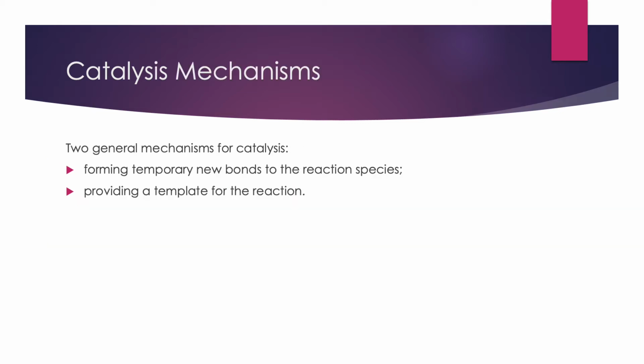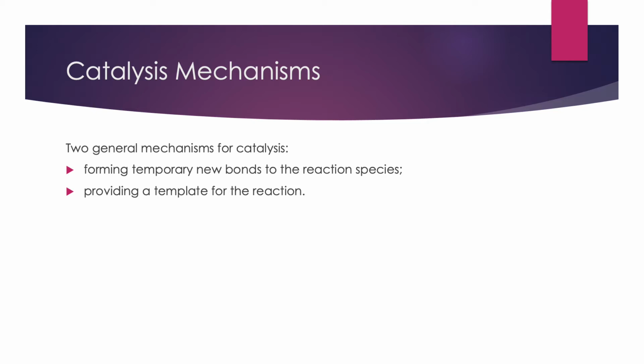This leads us to two types of catalyst mechanisms. The first is that the catalyst will form some kind of temporary new bond to a reaction species. It could be a full bond, it could just be a loose intermolecular attraction. But one way or another, by forming that attraction to a reaction species, it alters the species, making it susceptible for reaction.